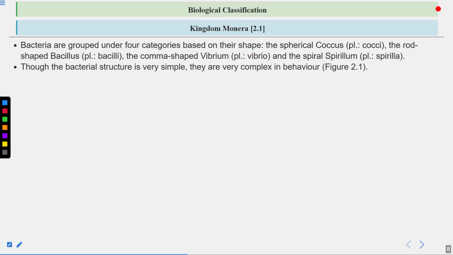Now, though the bacterial structure is very simple, they are very complex in their behavior. Bacteria are lower organisms. They have a very simple structure. All the activities are done by a single cell. So they are unicellular, single celled. A single cell is performing all the functions: respiration, metabolism, excretion, everything is being performed by a single cell. Clear? So they have a very simple structure, but a very complex behavior.